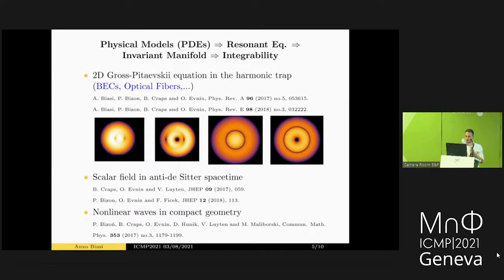And also this invariant manifold, or this special resonant structure, we found it in the context of some models of the scalar field in anti-de-Sitter spacetime, and also in nonlinear waves in compact domains, like some scalar field on the sphere, for example.